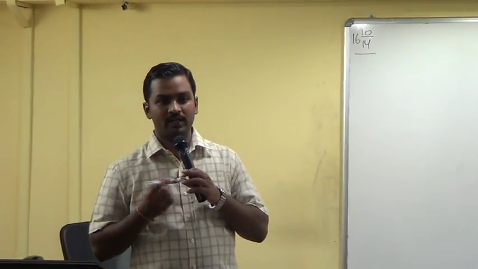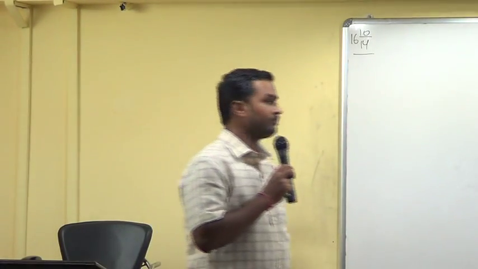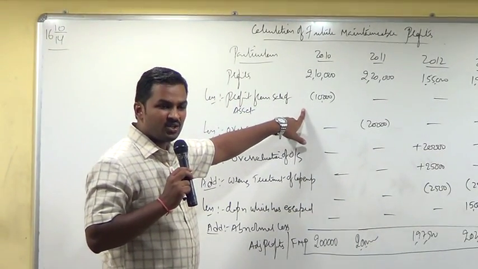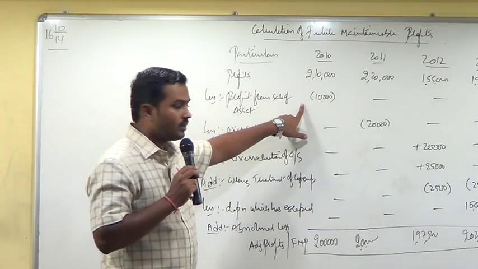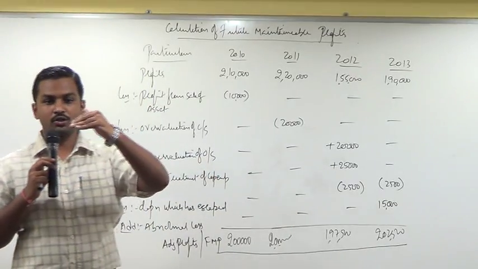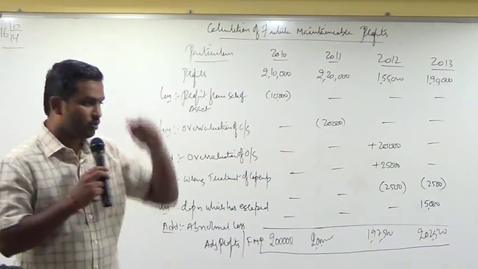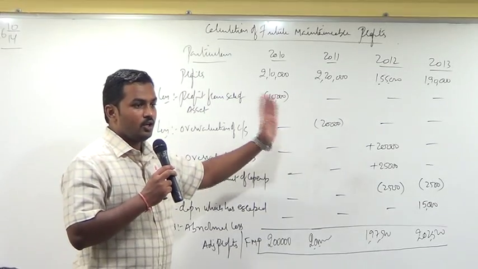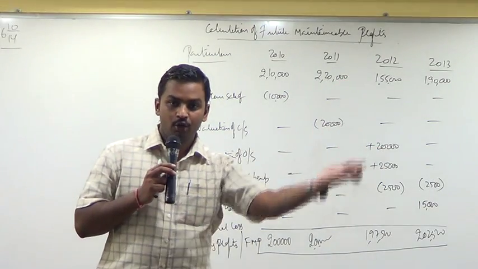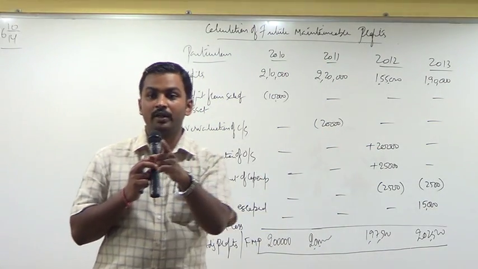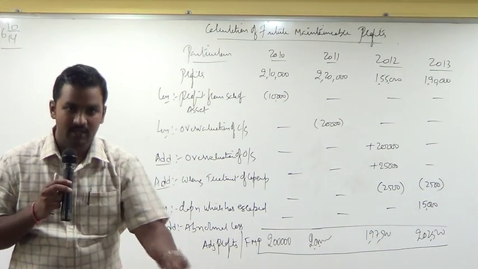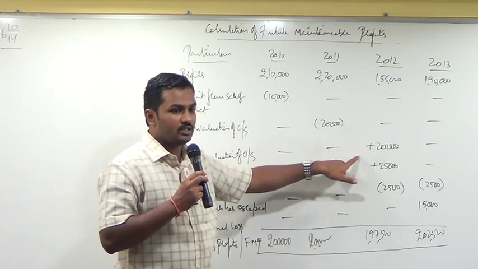Now, before I continue, I'll explain one by one all the adjustments again. In 2010, we got an abnormal profit which is not expected to recur, hence I have subtracted. In 2011, closing stock was overvalued. If you overvalue closing stock, profits are overstated. So to reduce the profit, I have reduced 20,000 here. If you overstate closing stock, next year's opening stock is also overstated. Opening stock is an expense. If you increase the value of expense, profits automatically reduce. Hence, to increase the profit, I have added 20,000 here.